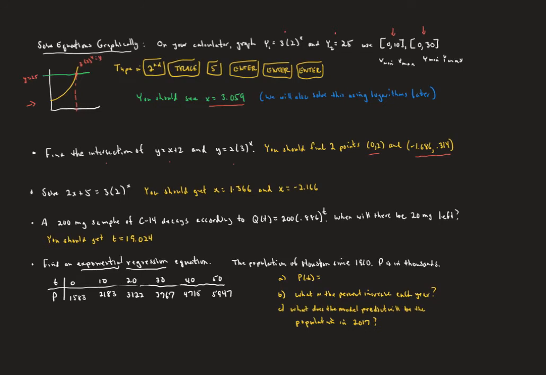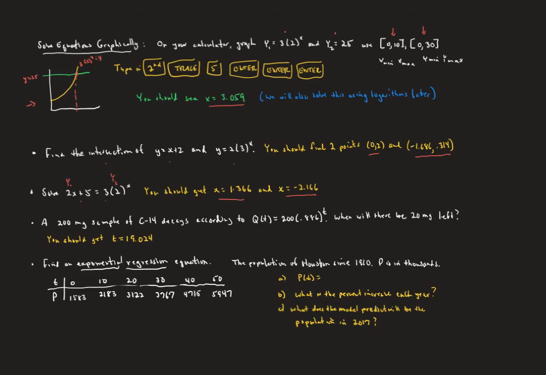On the next one, it's just asking you to solve this equation for x. So in this case, we're still going to graph y1 as the left side and y2 as the right side and find that intersection. But in this case, there's going to be 2 points of intersection. We're just looking for the x values because we're trying to solve that equation. And you should get those as your 2 x values for those 2 different places where those curves intersect.